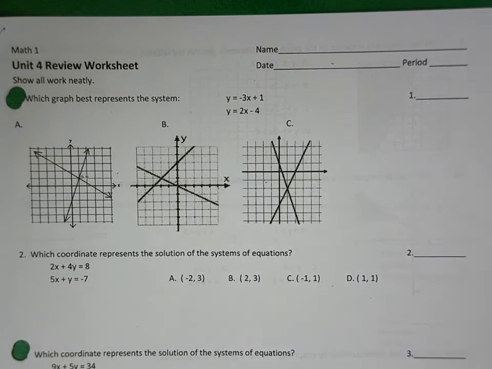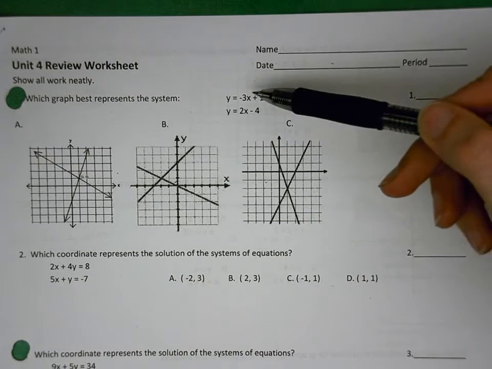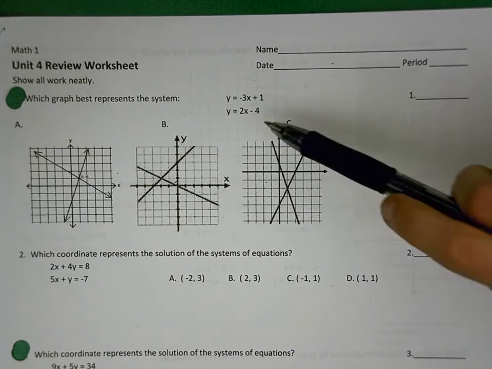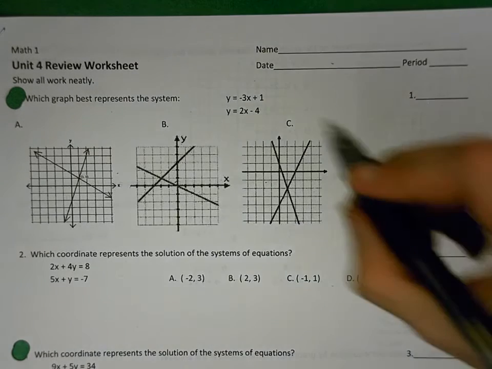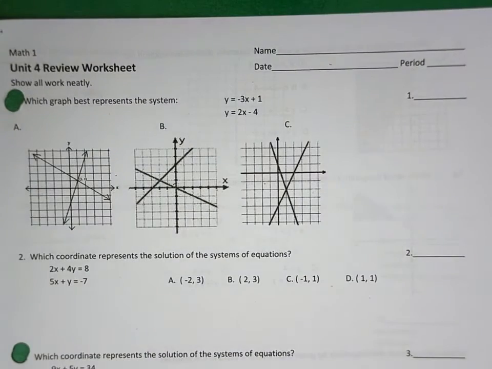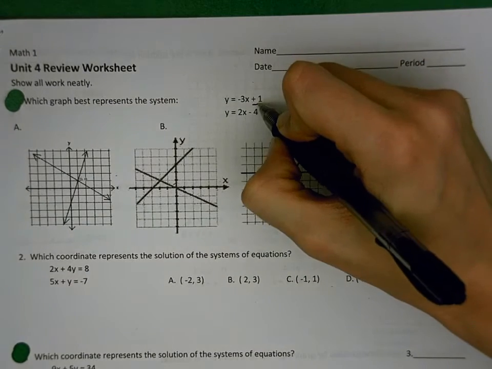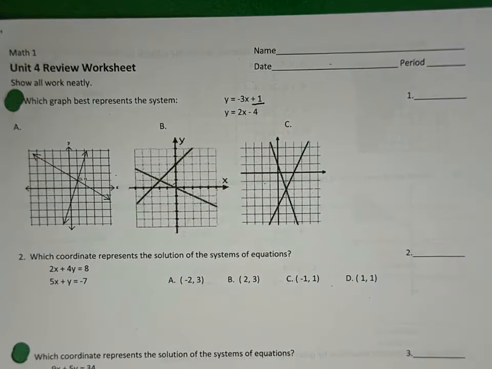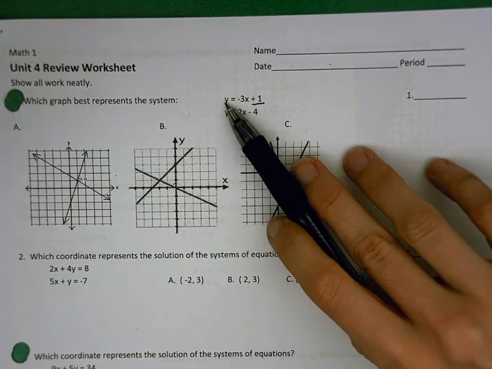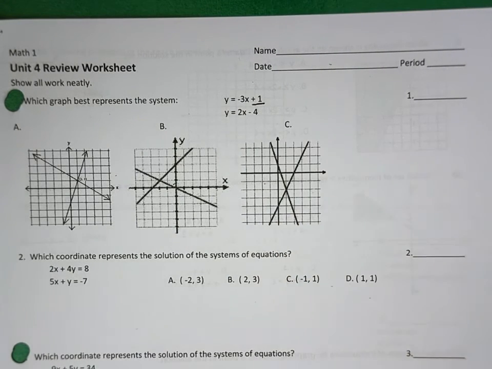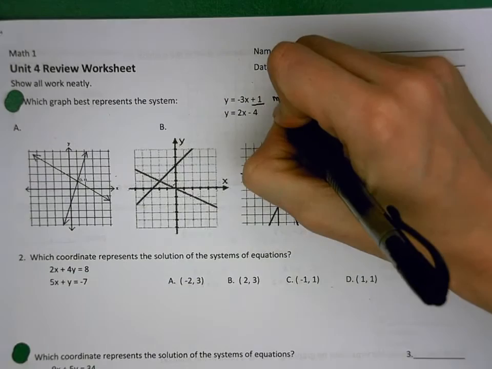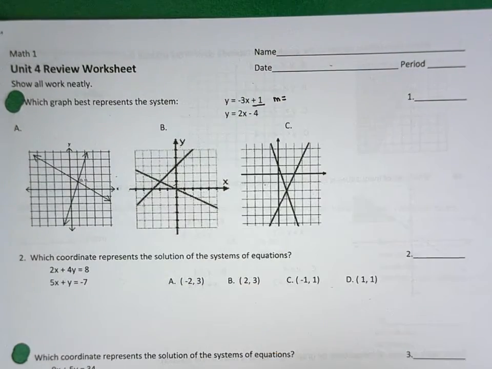Question 1, we are asked which graph best represents the system y equals negative 3x plus 1 and y equals 2x minus 4. Okay, so to check this, we need to first know what does this first line look like, y equals negative 3x plus 1. Well, this plus 1 is the b of this slope-intercept form, and I know this is slope-intercept form because it's in the form y equals mx plus b. And so since my b is 1, I need to first make sure that at least one of the lines starts at 1. Okay? My m for this particular line is negative 3.